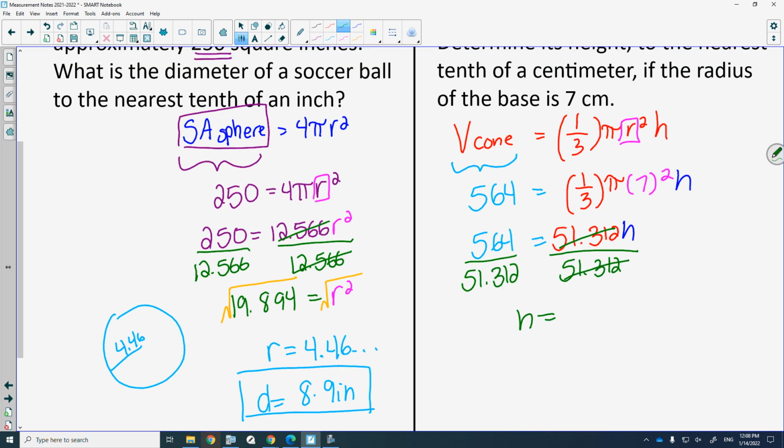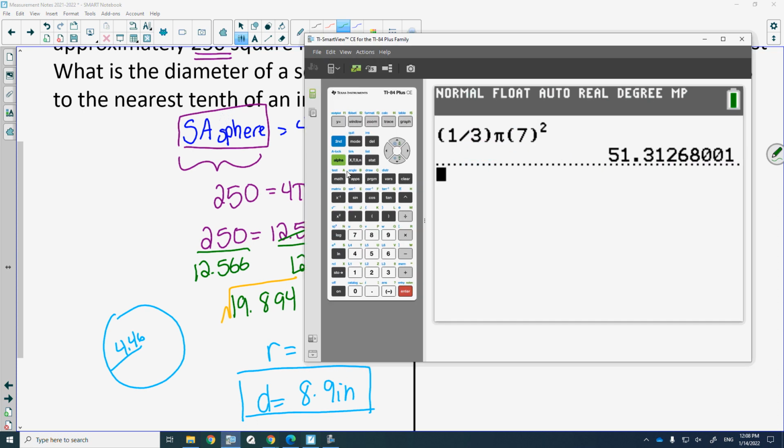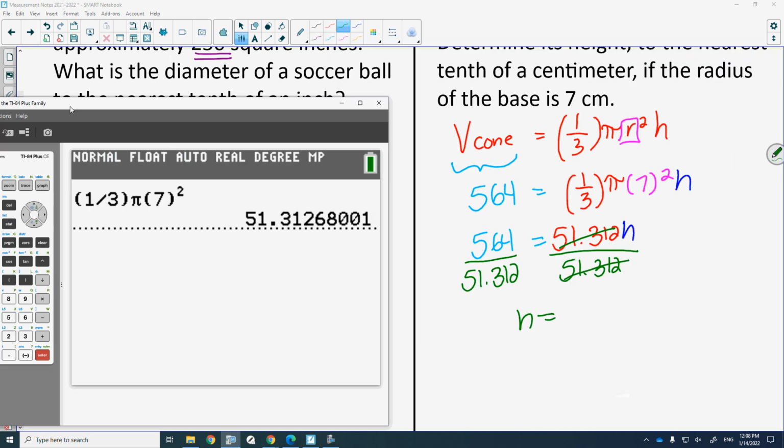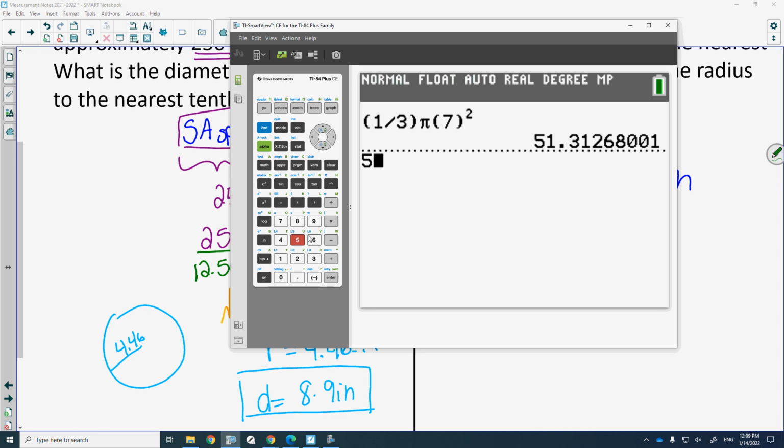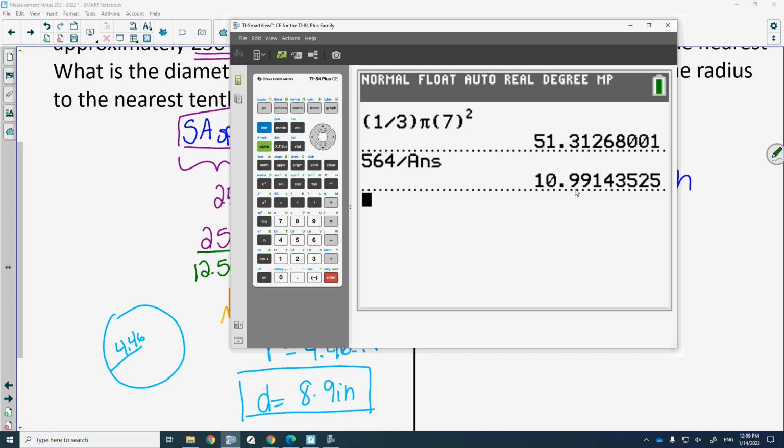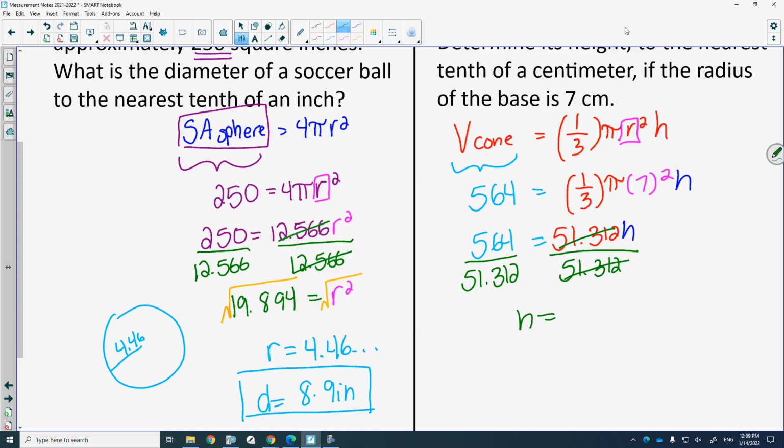And the height of this cone would be 564 divided by the answer that we had. And you get 10.99. It says it wants the answer to the nearest tenth, so we need a decimal here. Because this is a 9, I round that 0 up to a 1, so it's going to be 11.0. So the height would be 11.0, and units are centimeters.